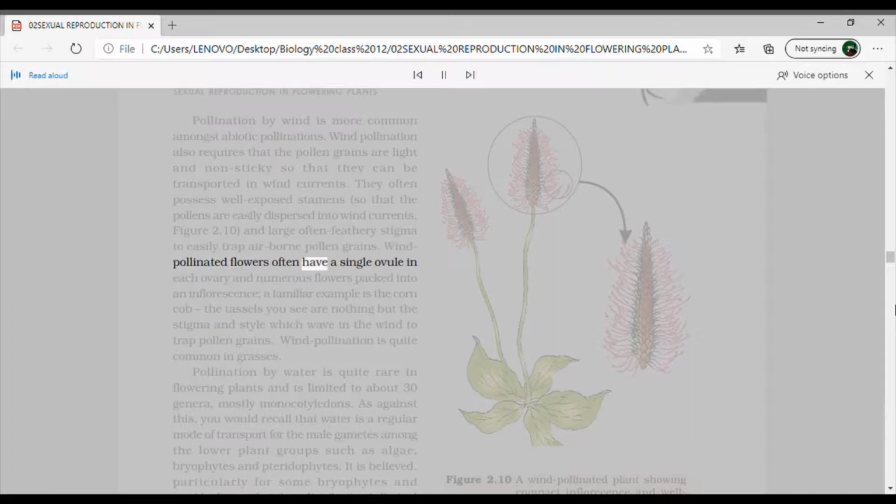Wind-pollinated flowers often have a single ovule in each ovary and numerous flowers packed into an inflorescence. A familiar example is the corn cob. The tassels you see are nothing but the stigma and style which wave in the wind to trap pollen grains. Wind pollination is quite common in grasses.